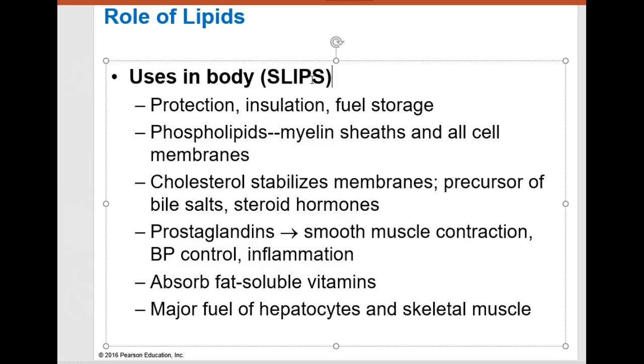P is for protection, so we get physical protection from fats that are around the joints, that are in the joints, that are around the muscles, around the kidneys, around the eyes. You've probably seen lots of it in your cats, around the heart as well. And then the last S is for signaling molecules such as the prostaglandins, leukotrienes that we've seen in the immune system, and hormones.